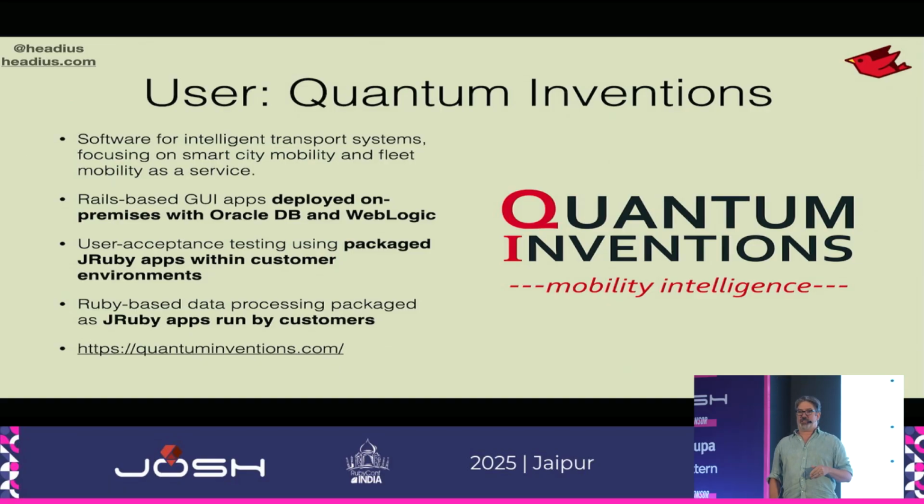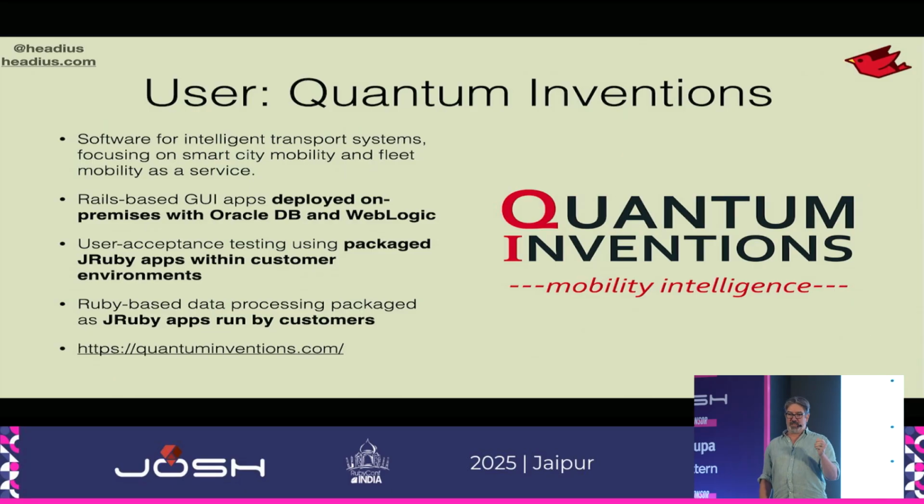So this is software for intelligent transport systems focusing on smart city mobility and fleet mobility as a service. Sounds very exciting. I'm excited because they are using JRuby the way it's meant to be. They're deploying Rails apps into a WebLogic Java application server using Oracle database. They are sending out JRuby applications to customers for user acceptance testing. No requirement of installing anything. All they send is a jar file and the user can run it.